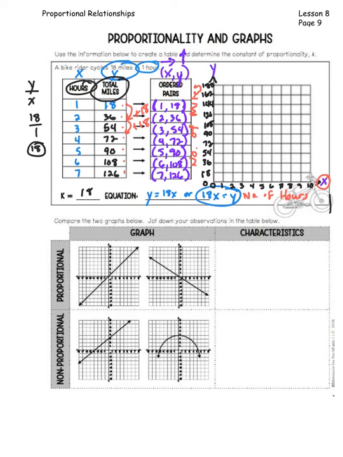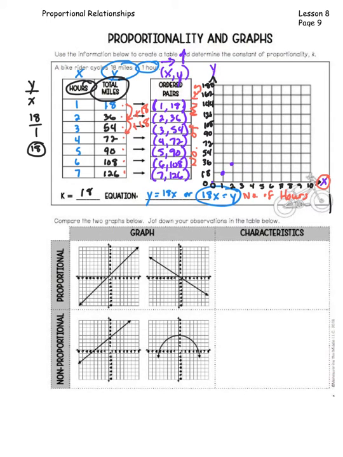So now we're going to graph those ordered pairs, and we start at 0, 0, and I'm going to go to the right 1 and then up to 18, and we're going to make a point. Those two numbers make 1 point. We always start back at the origin. We're going to go right 2 and up to 36.